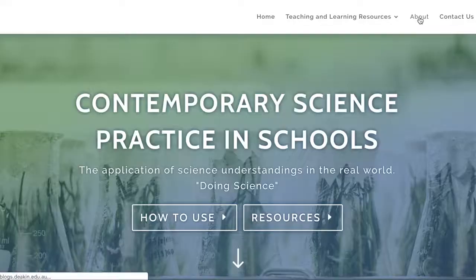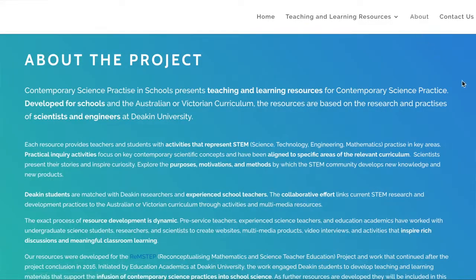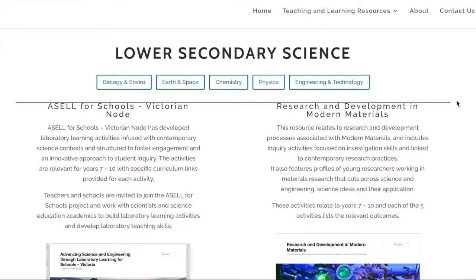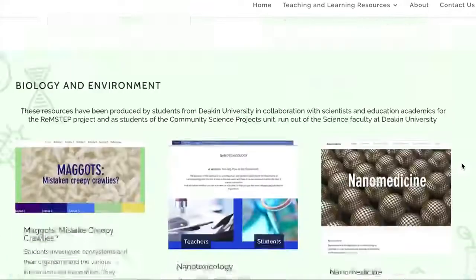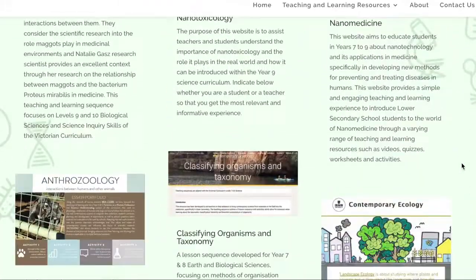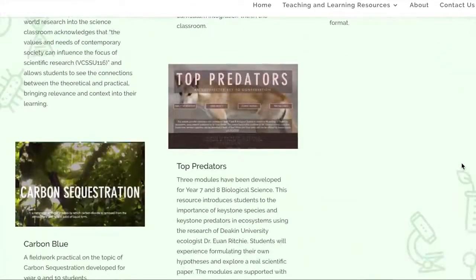The resources that have been generated in this package were inspired through the REMSTEP project. REMSTEP stands for Reconceptualising Maths and Science Practice in Teacher Education. We were given some funding through this project to really think about what we want to do with our pre-service teachers to have them think differently about what it means to be a great science teacher in a classroom into the future. So we really wanted to have them engage with contemporary ideas and therefore our scientists here at Deakin.